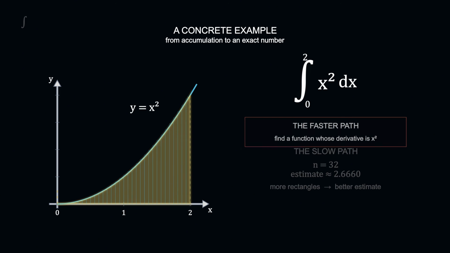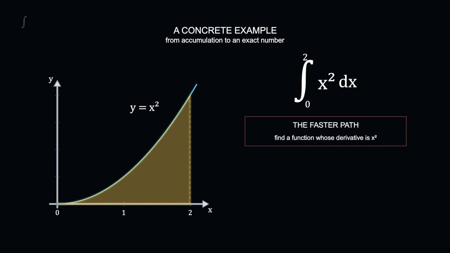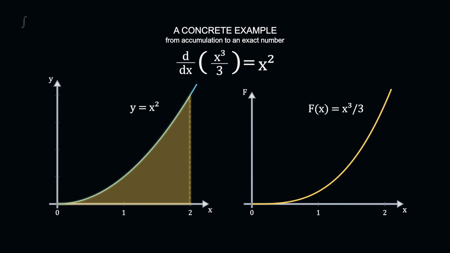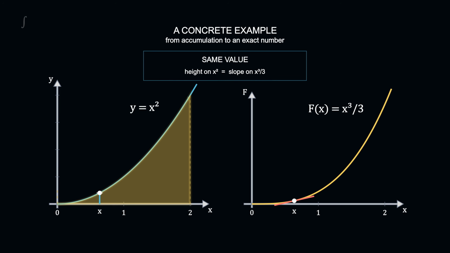But the fundamental theorem gives us a much faster method. We need to find a function whose derivative is x squared. Since the derivative of x cubed is 3x squared, an antiderivative of x squared is x cubed divided by 3.